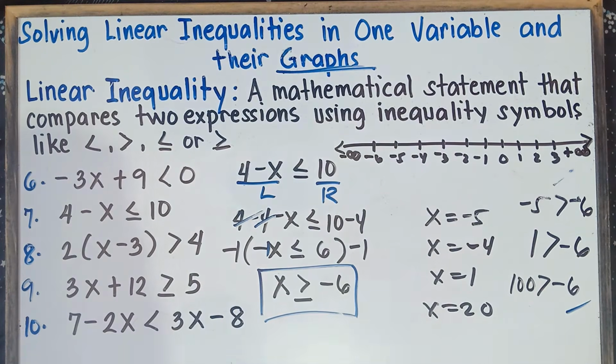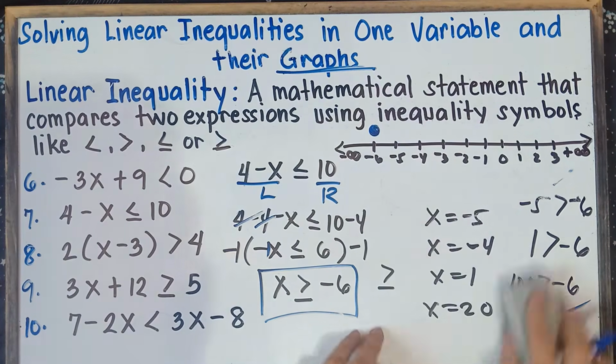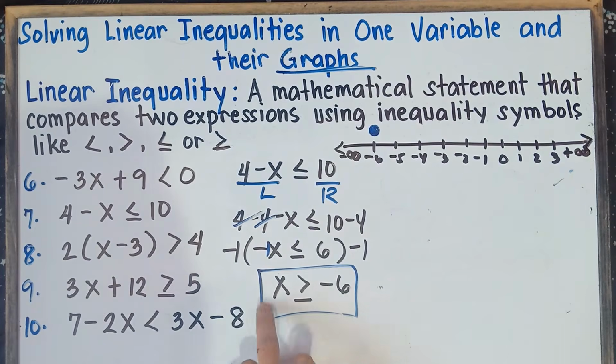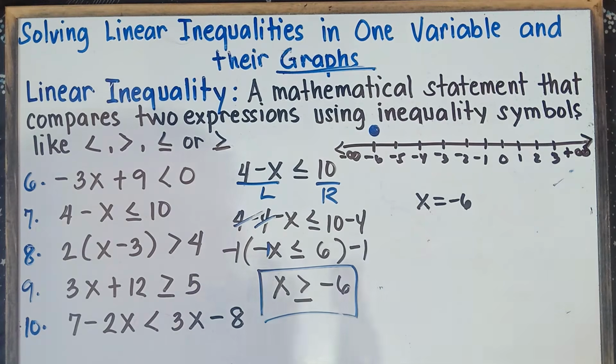That's true. Now, since we have greater than or equal to, are we using an open circle or a closed circle? That's correct, class. It should be a closed circle because we have greater than or equal to. So, closed circle at negative 6. Now, once again, class, let me just explain that one. Sir, why do we use a closed circle? Because if we substitute the value of x, that would be negative 6. If x is equal to negative 6, it satisfies the inequality.